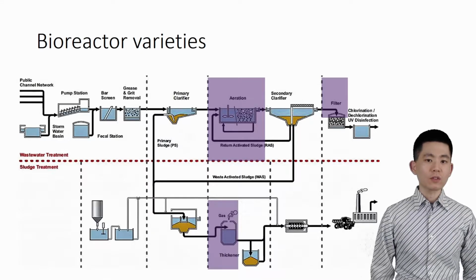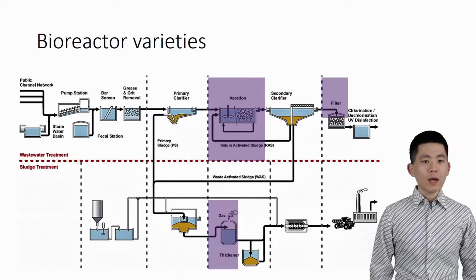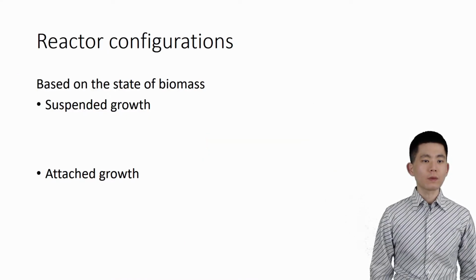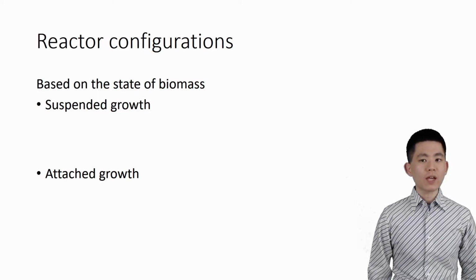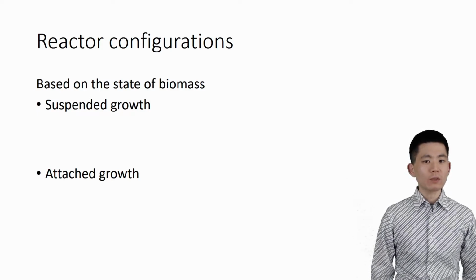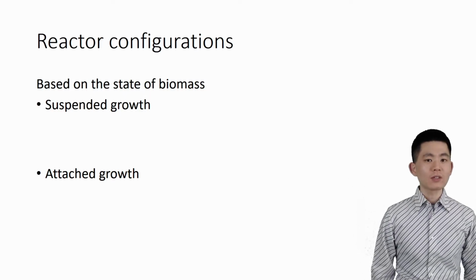Before diving into the fundamentals that define the commonality in bioreactors, I would like to introduce the diversity in biological processes in terms of reactor configuration, biochemical processes, and microbial communities. Based on the state of biomass in the reactor, there are two major types of bioreactors: suspended growth reactors and attached growth reactors. In suspended growth reactors, the biomass is in its planktonic state, suspended in the reactor.